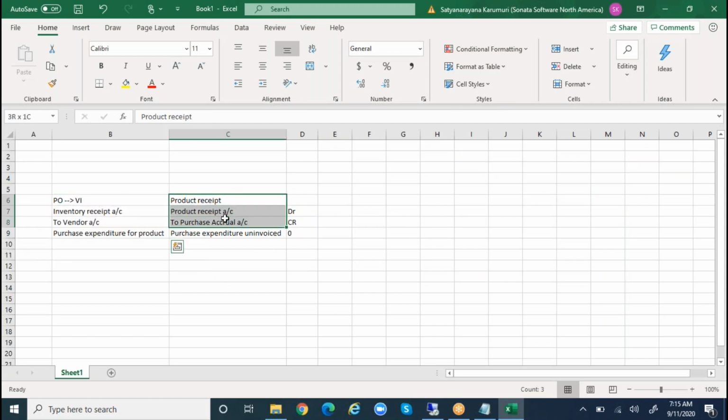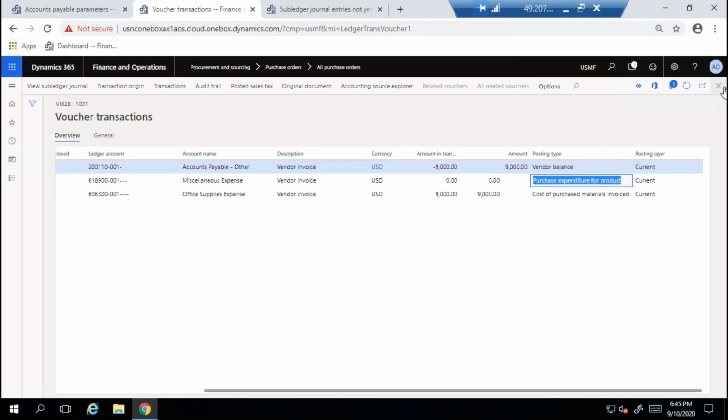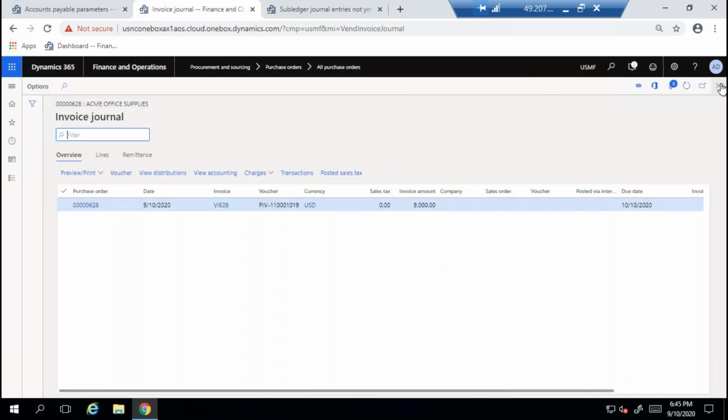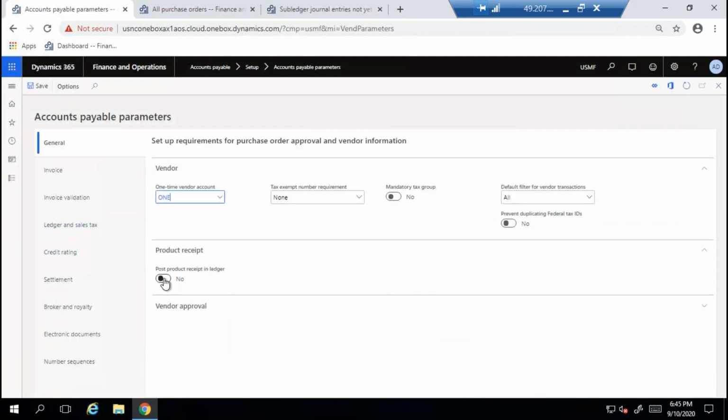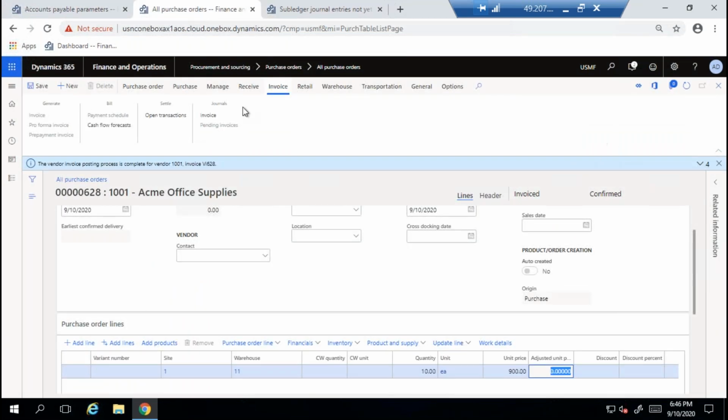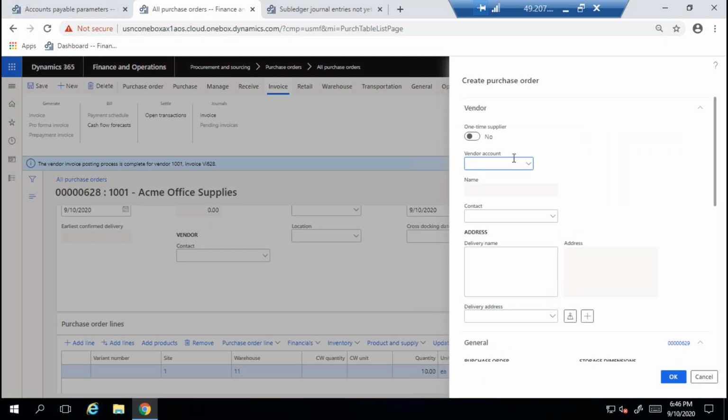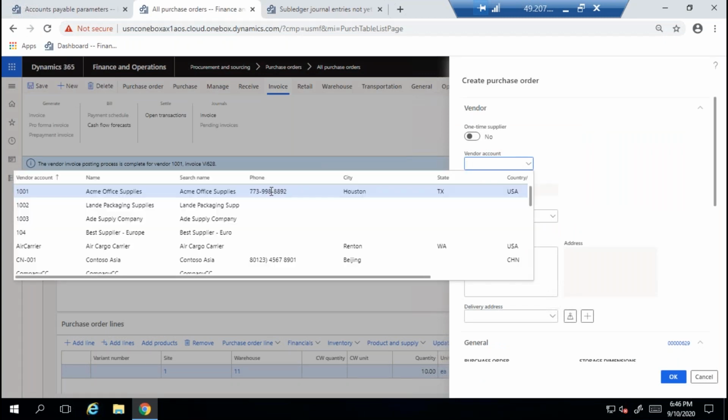Now at the time of product receipt, I want these ledger accounts. Let me show this once again, one more transaction with the same concept, but I am enabling this checkbox, Post product receipt in ledger. I have enabled it. What happens? Let me create a new purchase order, the same item. I will do the same process. Let me show the differences.